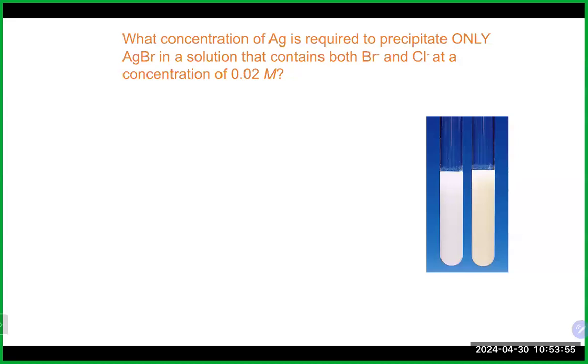So for example, in this problem here, we have a beaker that has bromide ions floating around and chloride ions floating around.